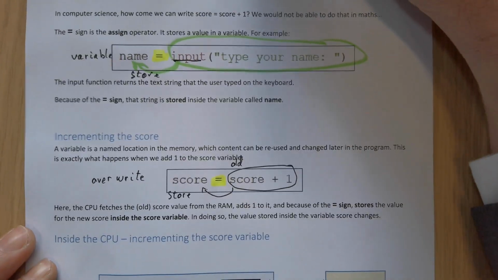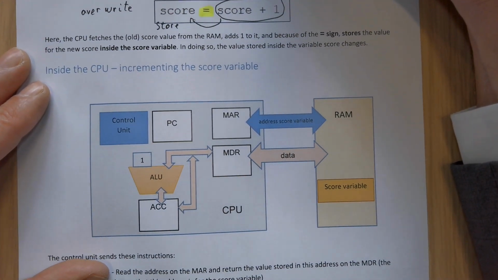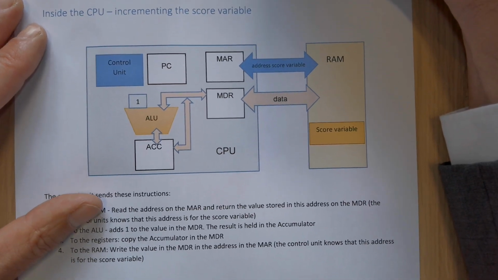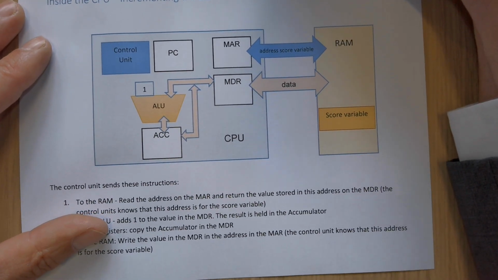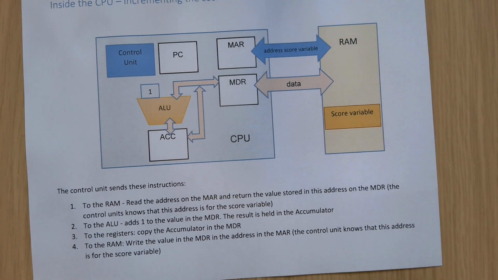Further down, we've got an example of the same operation when we are overwriting the score, incrementing it, because we've gained a point playing the game. So let's have a look at what's happening here.